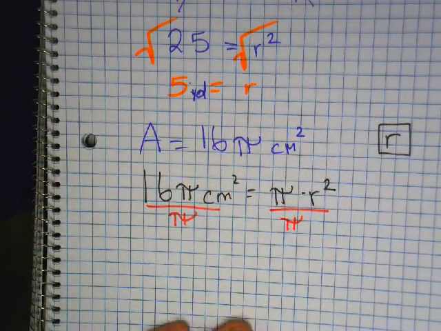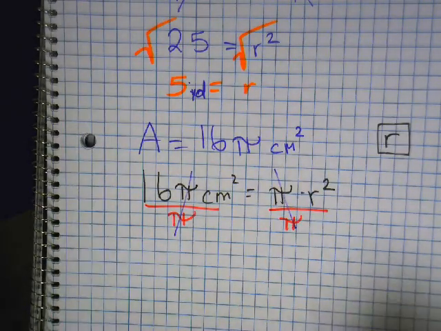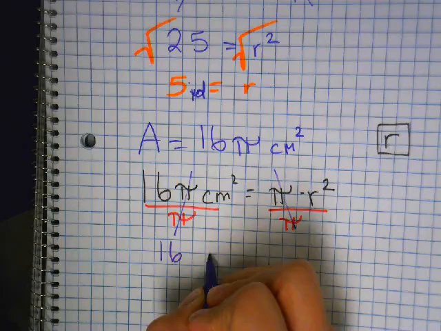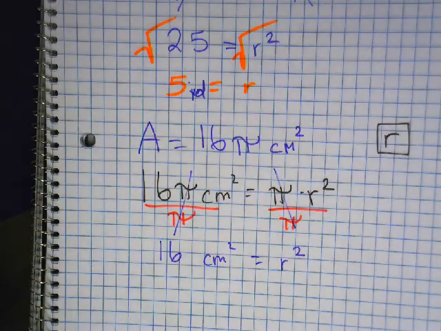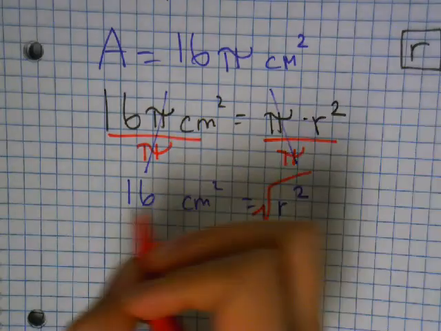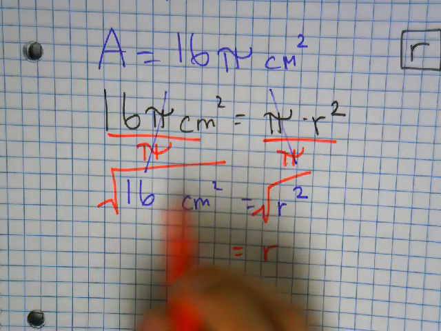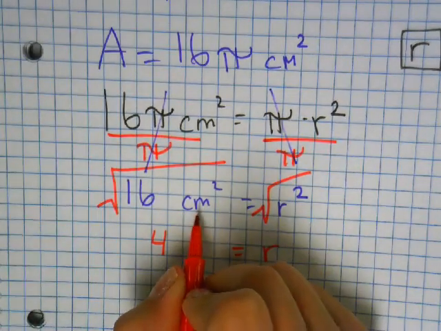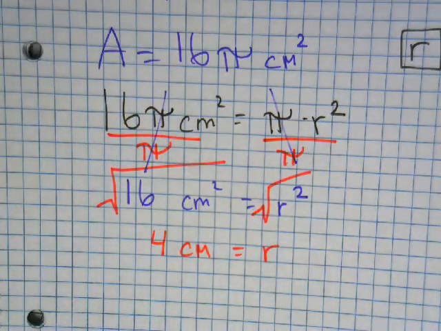what happens to the pi's? They disappear. What am I left with? Centimeters squared. How do I get rid of a square? Square root. So R equals, what's the square root of 16? 4. What's the square root of centimeters squared? Get rid of the little 2. So what is R equal to? 4 centimeters. R is equal to 4 centimeters.